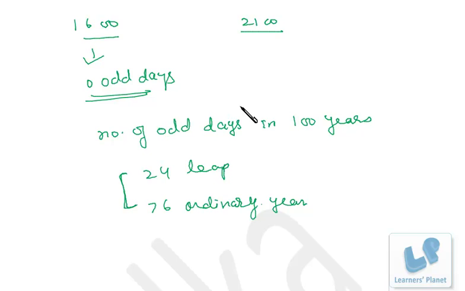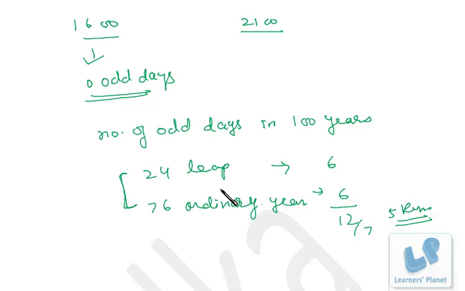Otherwise the remaining things you already know. Now we have to calculate the number of odd days in 100 years. 24 leap years. Every leap year has 2 odd days. So in all 48 odd days, 48 divided by 7, 6 will be the remainder. 76 ordinary years. 1 year has 1 odd day, that means 76 odd days divided by 7. So you'll be getting 6 as remainder. So total 12 divided by 7, 5 will be the remainder, right? So in every 100 years, 5 will be the remainder. That means the total number of odd days in 100 years is 5.